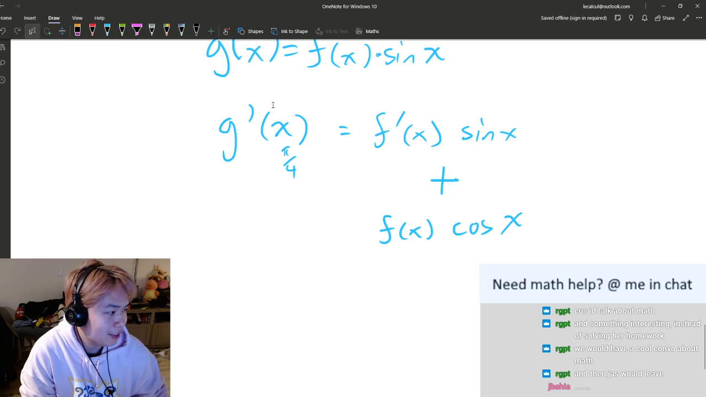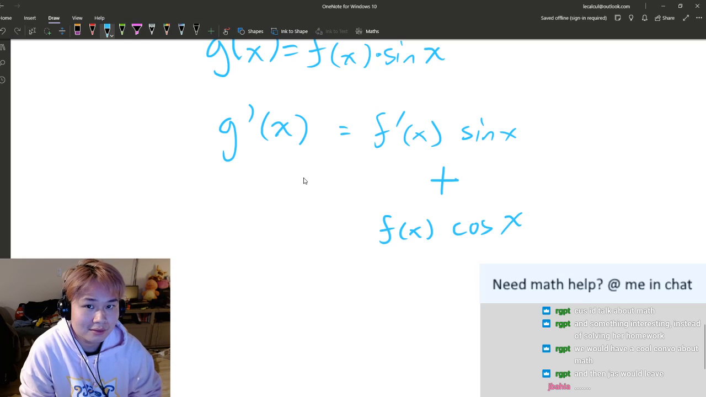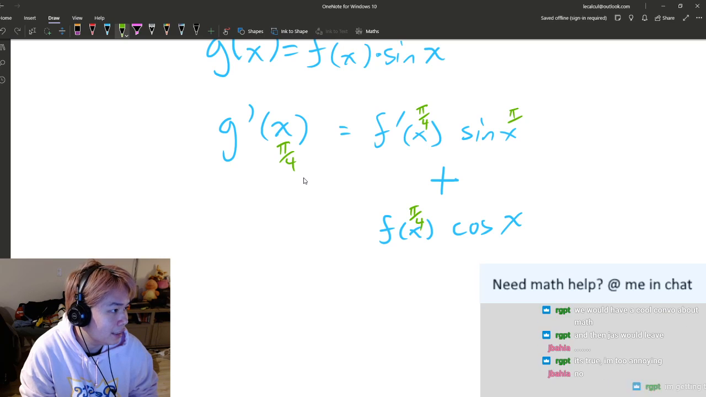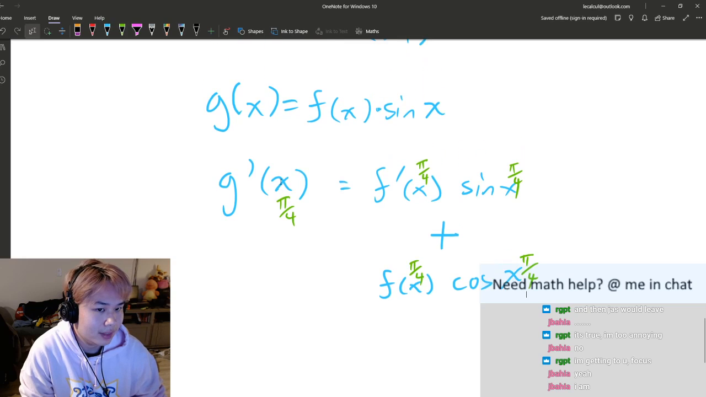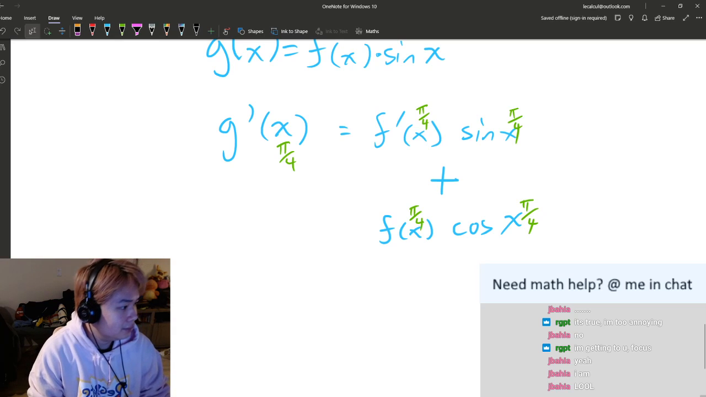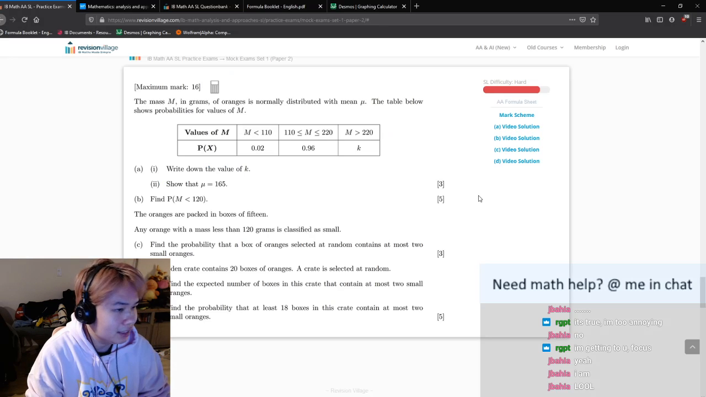You're being distracted by RGPT, because they tell you what these functions at pi over 4 are. And you can evaluate sine at pi over 4 and cosine at pi over 4. Yeah, and then you do h in the exact same way. So I'll leave it to that.